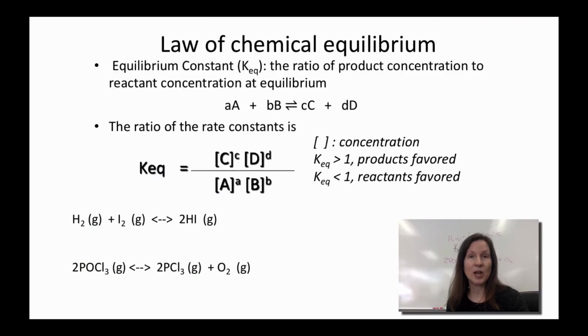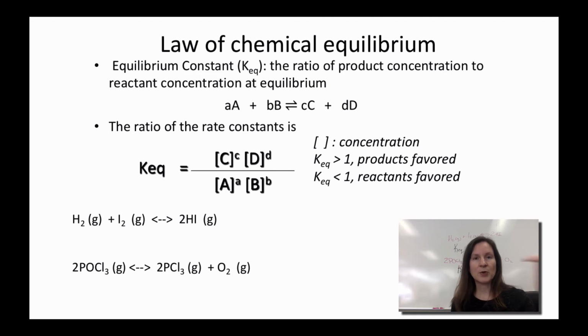The K value can also tell you whether the reaction is what we would call product favored or reactant favored, or forward reaction favored or reverse reaction favored. The forward reaction would be product favored because I'm making more products going forward, and the reverse reaction would be considered reactant favored because I'm going reverse to make the reactant instead.